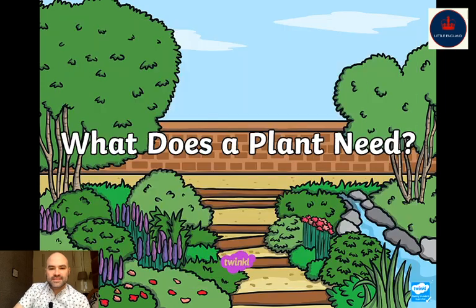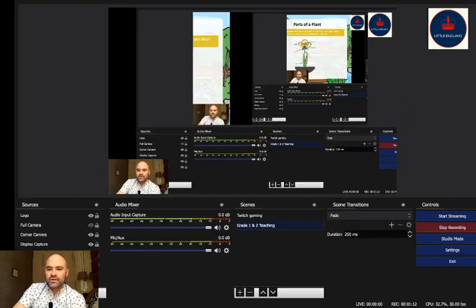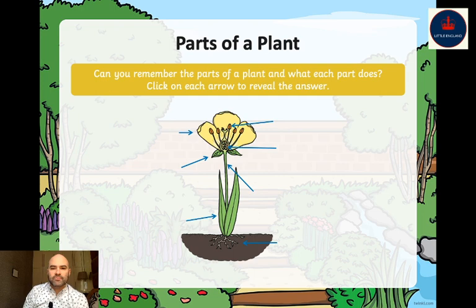If you guys are thinking water, that is correct. So water is something that flowers need. What are some of the other needs? Let's look at a PowerPoint to see some of the other needs. What does a plant need? What does a flower need? Okay. Can you remember the parts of a plant and what each part does? Let's click on each arrow to reveal the answer.